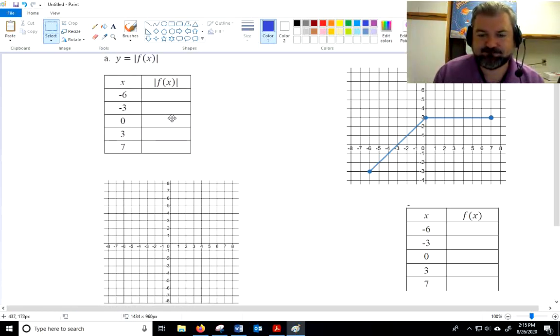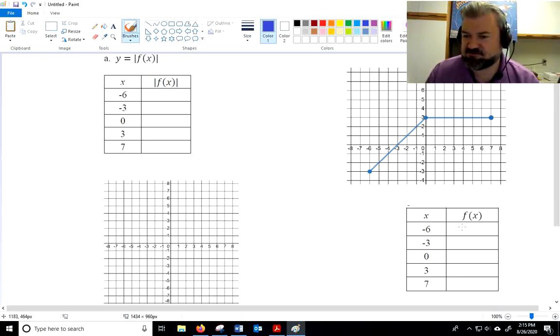Let's do this. Okay, so absolute value of f of x means that all of the y values that I get for output have to be converted to absolute value, which is essentially going to make them positive. So when x equals negative 6, this function you should have said goes to negative 3. At negative 3, you got 0. At 0, you should have gotten 3. At 3, we have also 3. And then at 7, we have 3.